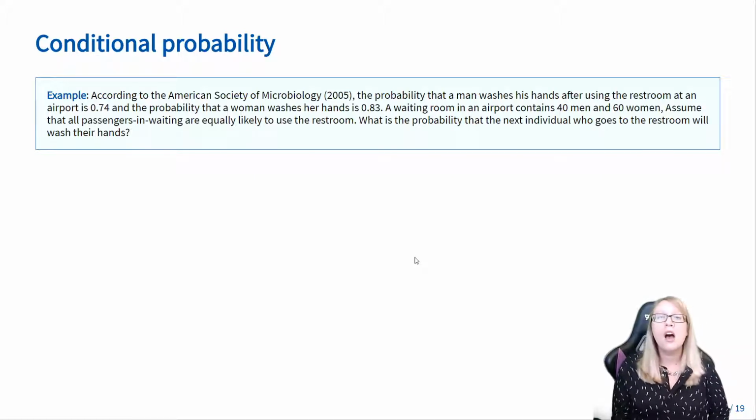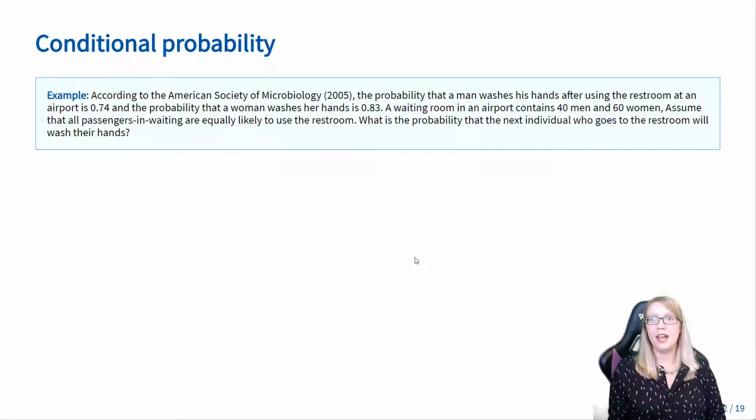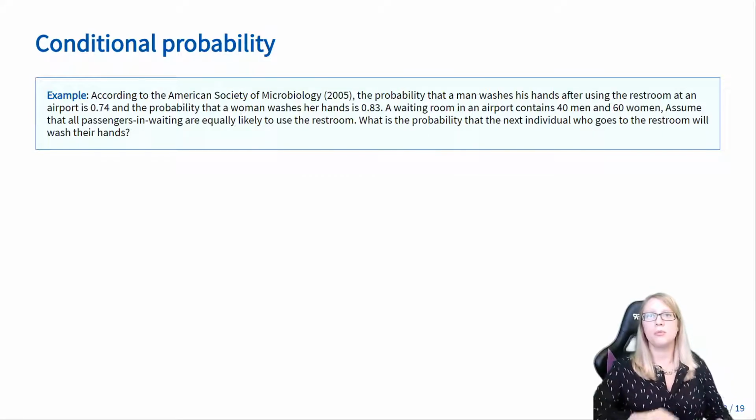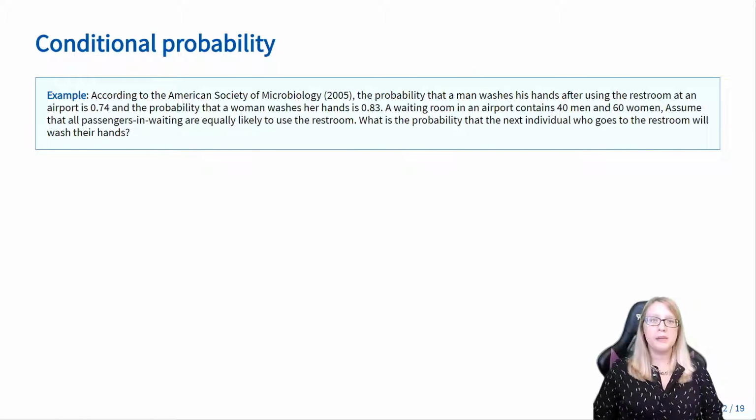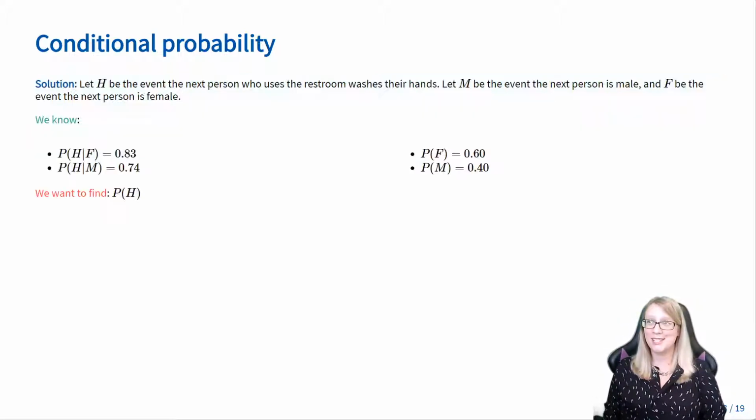Kind of weird. Suppose that a waiting room in an airport contains 40 men and 60 women. We will also further assume that all passengers in waiting are equally likely to use the restroom. What is the probability then that the next individual who goes to the restroom will wash their hands?